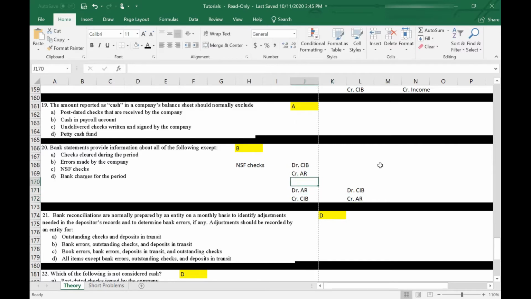So again, when you first received the check, you debited cash, credited AR. When you knew that it was non-sufficient, you debited AR and credited cash in bank. Then you asked your customer to furnish you another check, and your customer gave you another check. Your entry would be debit cash in bank, credit AR.